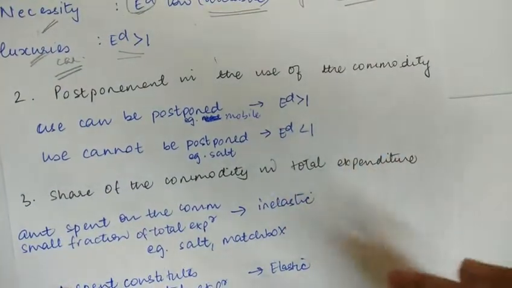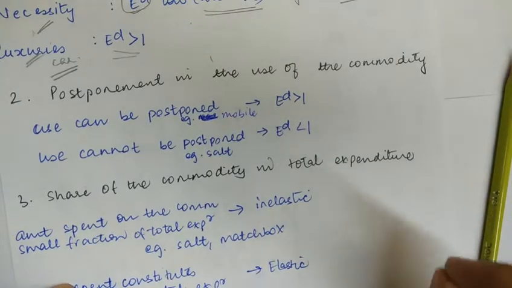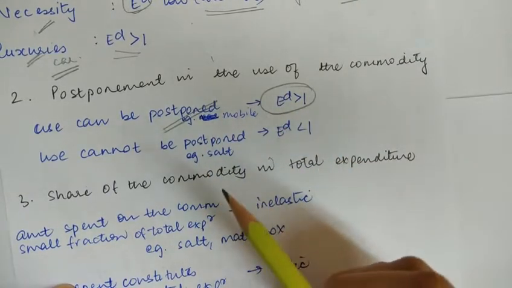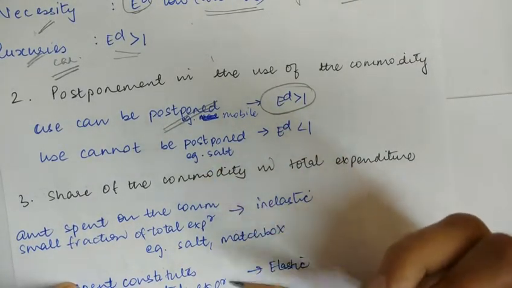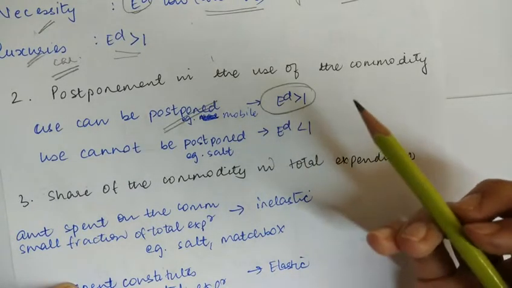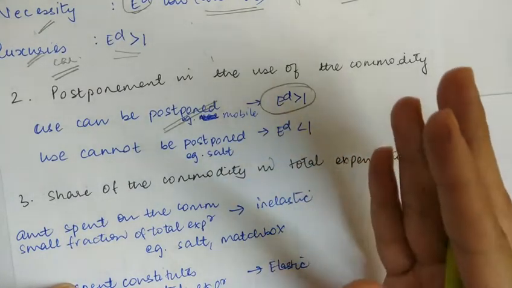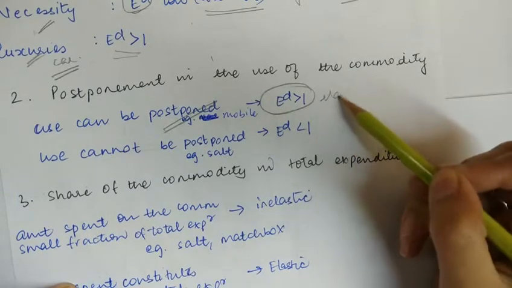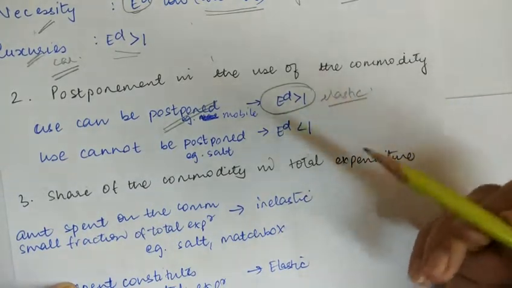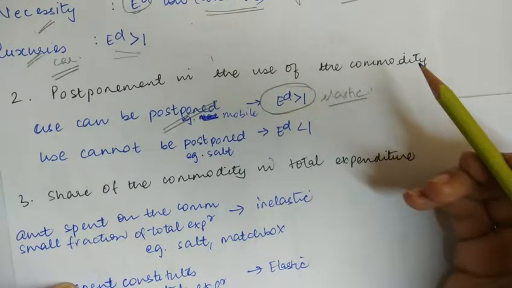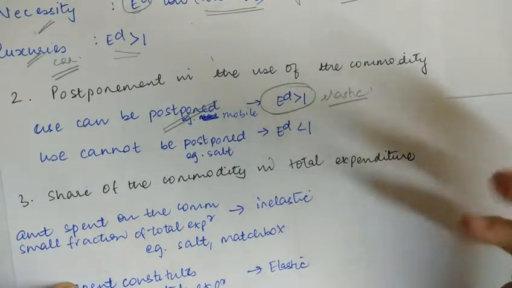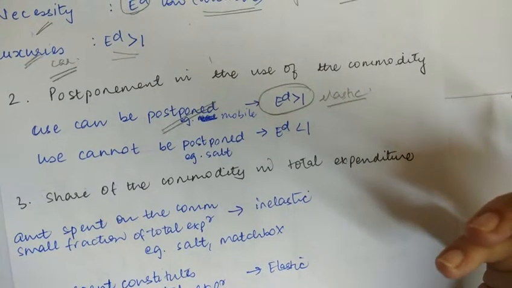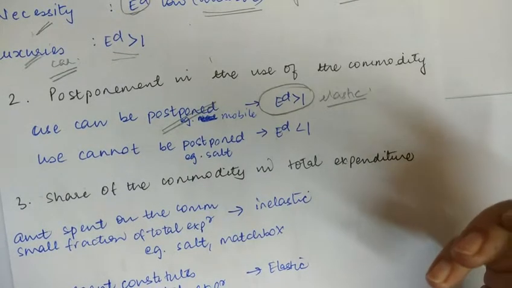Now the second point is the postponement in the use of the commodity. If the consumption of the commodity can be postponed, then the elasticity of demand is greater than 1. For example, you want to buy a new mobile that is launched in the market and you can wait for it, right? So the elasticity of demand is greater than 1, or the elasticity of demand is elastic because change in quantity demanded due to change in price is more. If the price of the commodity is fluctuating a little also, then it has a great impact on your quantity demanded.